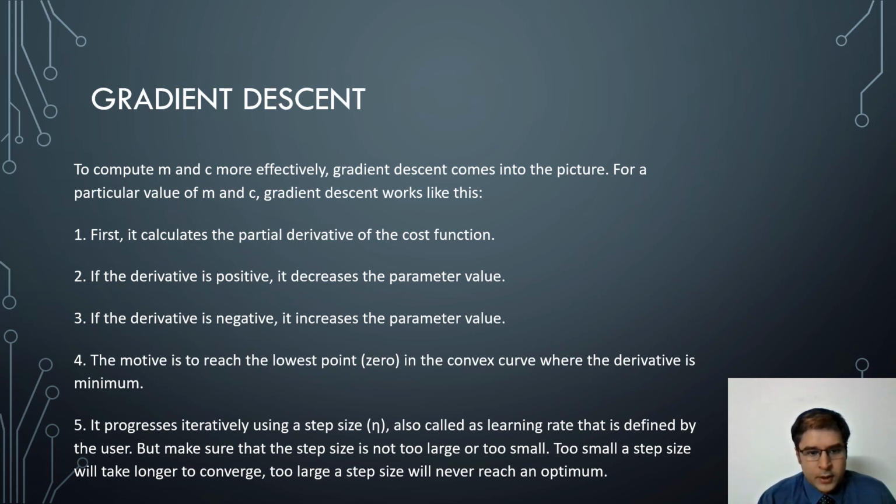So it progresses iteratively using a step size eta, also called the learning rate, that is defined by the user, but make sure that the step is not too large or too small. Too small a step size will take longer to converge, and too large a step size will never reach an optimum. Hope this is clear.